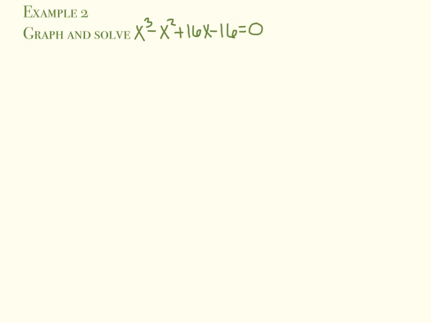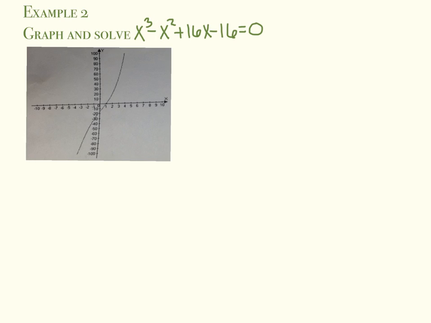Alright, let's do another one. Let's graph and solve x cubed minus x squared plus 16x minus 16 equals 0. This is a cubic function, so we know it's going to have at most 3 zeros. Let's look at the graph. So now we can see that it has one distinct 0 at x equals 1. And this means that there should be 3 total solutions, but we only have 1. What's going on with the other 2?